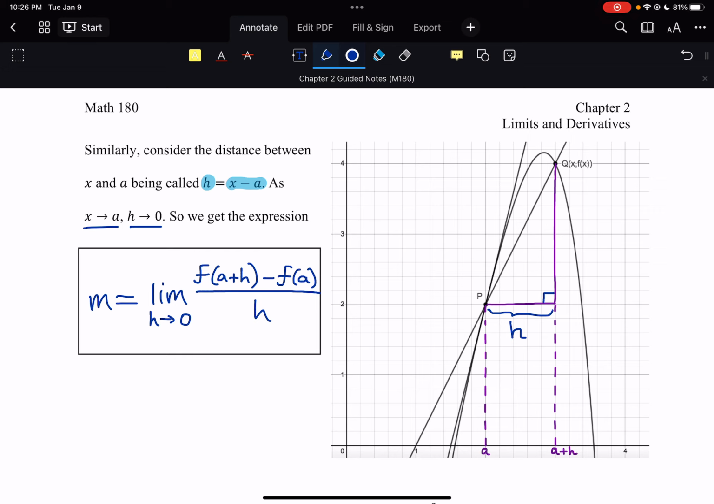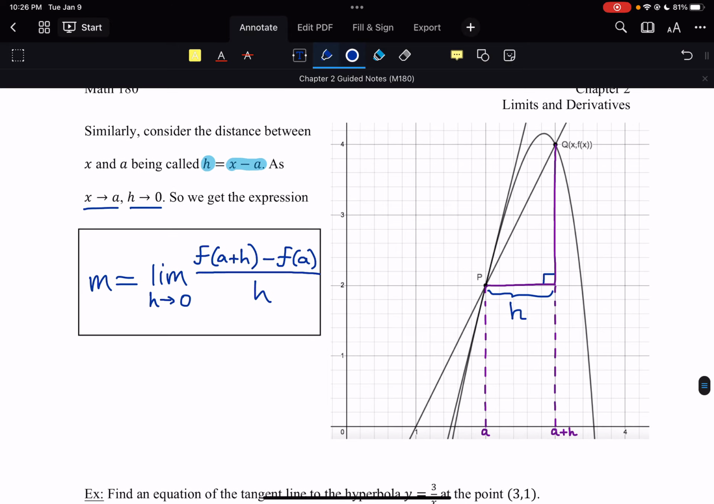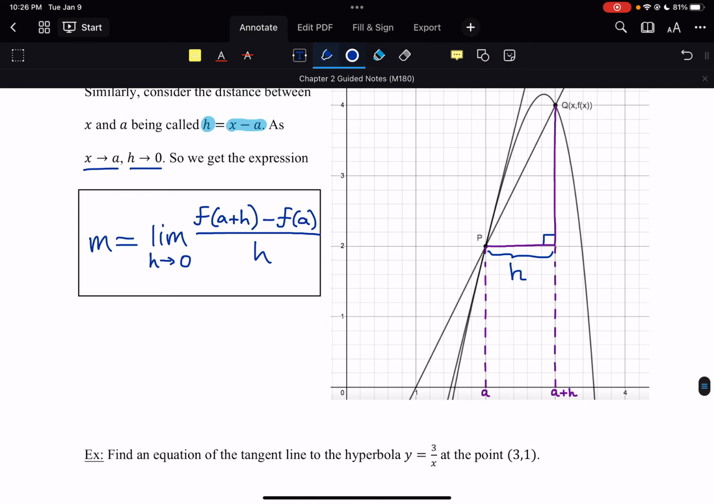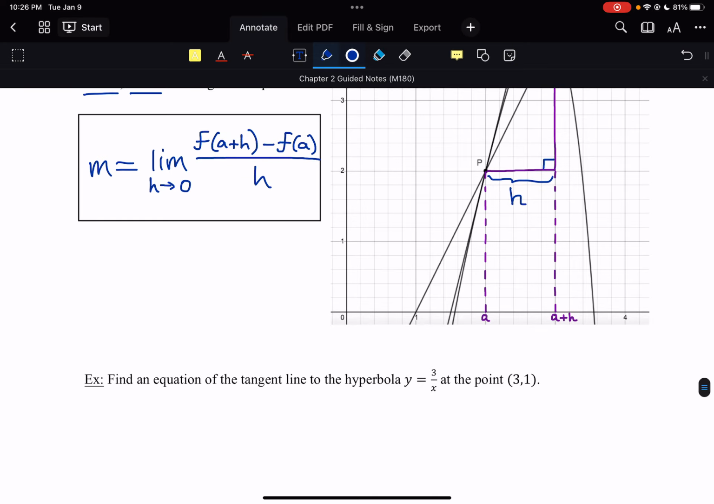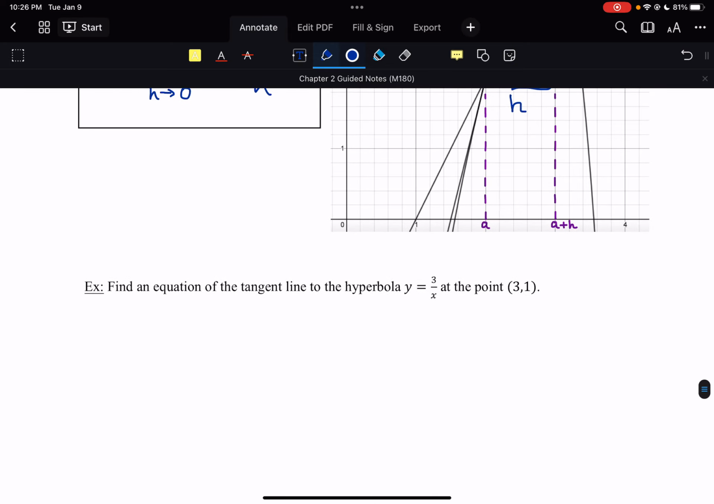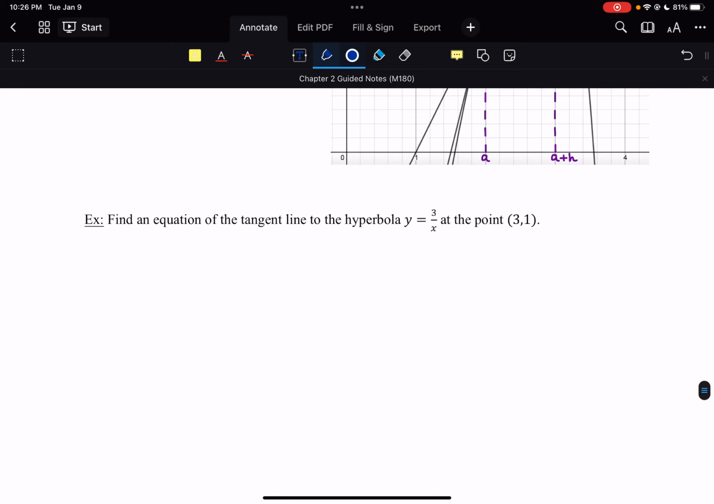And this version of the formula is the one that you will typically see used in calculus and beyond. They are equivalent formulas, but the standard typically is to use this version. So let's try an example with this one. Find an equation of the tangent line to the hyperbola y equals 3 over x at the point (3, 1).